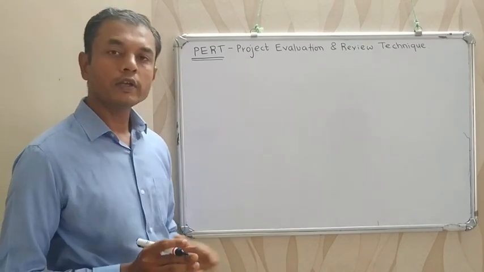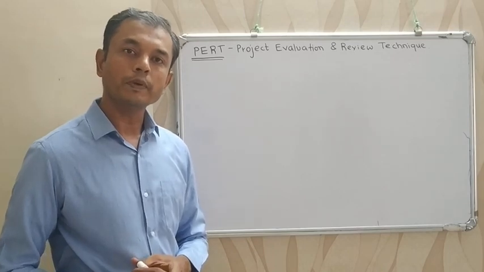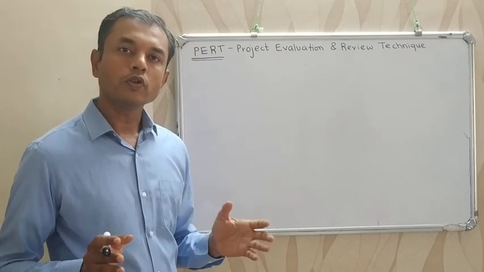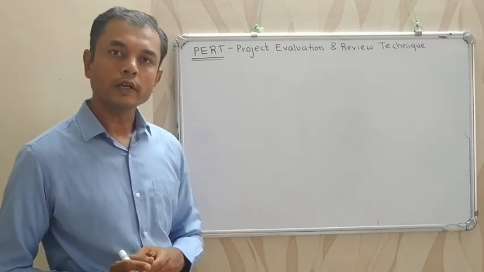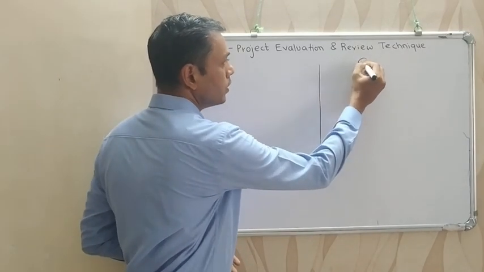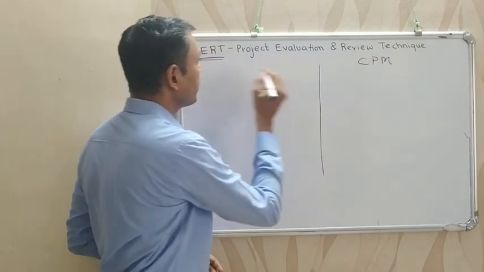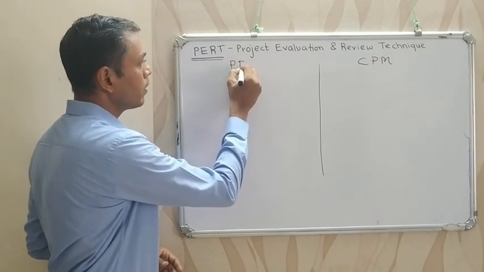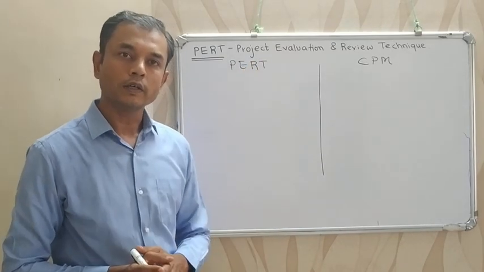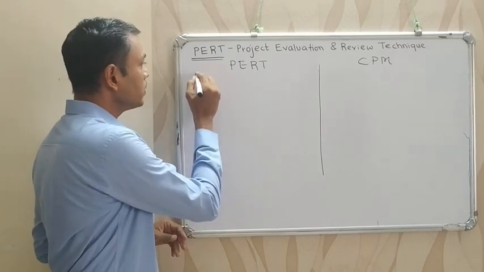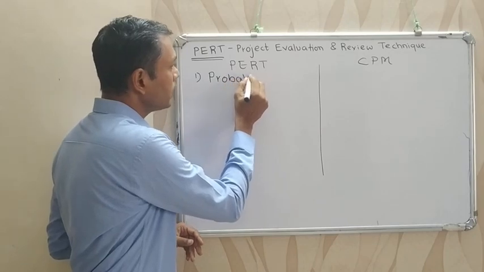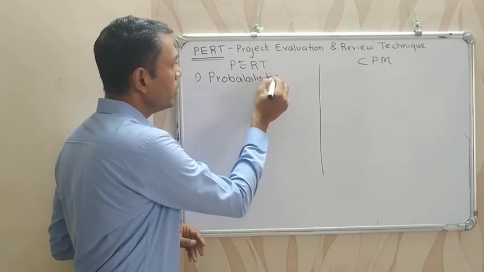So let's first start with what is PERT. Actually, project evaluation and review technique was established in 1950s by US Navy. It is based on a probabilistic model. Let's discuss it in parallel with critical path method, CPM and PERT. Both are project management techniques. PERT is probabilistic in nature. So it is a probabilistic model.